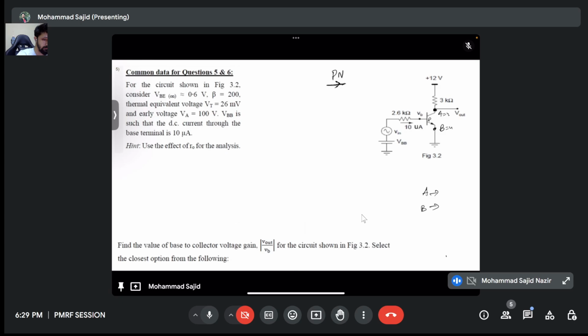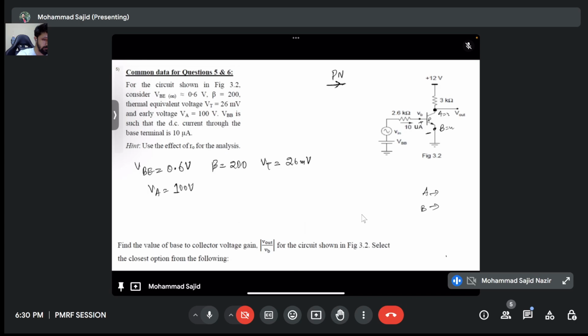Now, positive bias is connected to A. That means it is reverse biased. And collector is always reverse biased, collector base. So the above one has to be collector and B has to be emitter. Correct? Now in this terminal, voltage is given VBE 0.6 volt, beta 200, thermal voltage of 26, and early voltage here is given.